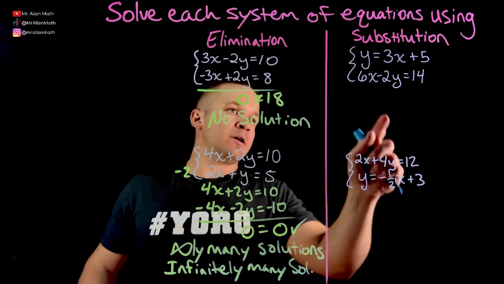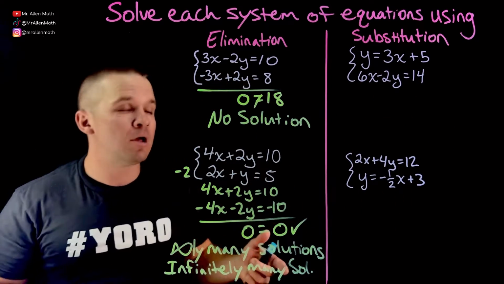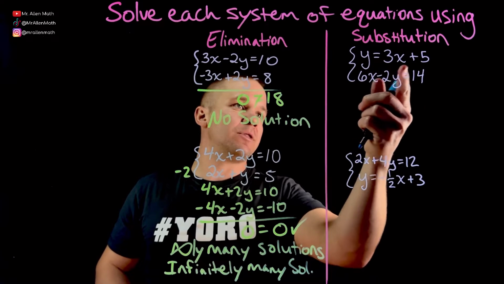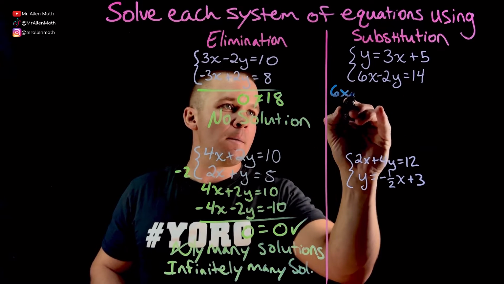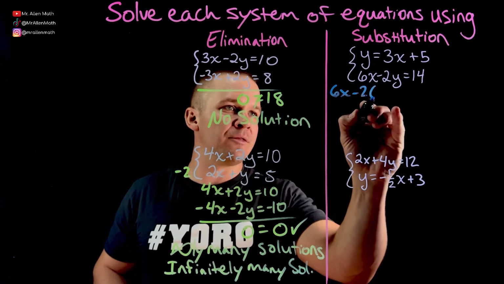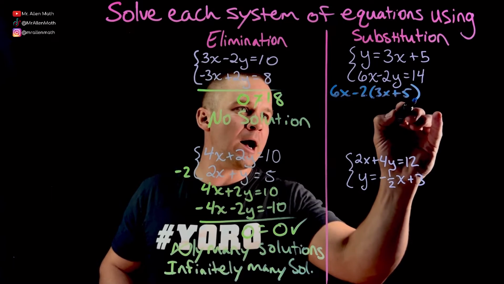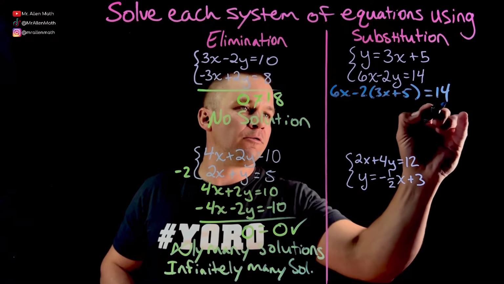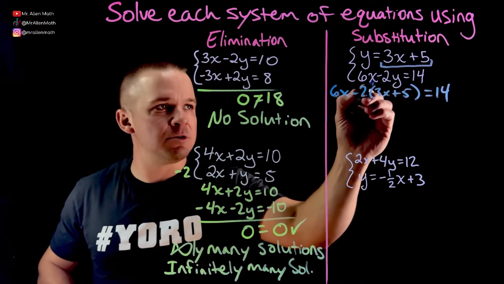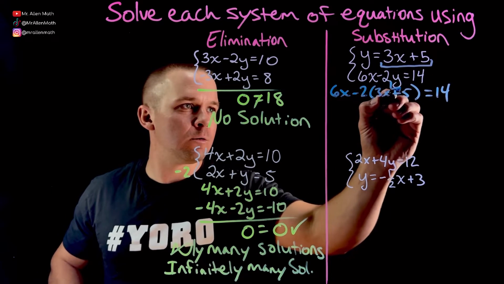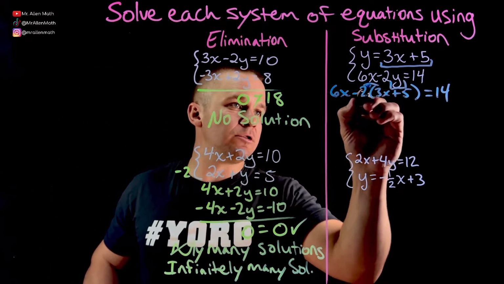Substitution method. Luckily, this one's already set up with y equals, right? Or if it was x equals, that would work too. But we got it as y equals. So I'm going to substitute this in here for that y. So let's see what we got. We got 6x minus 2, and then parentheses, we got 3x plus 5 in for y equals 14. Cool? So I'm just taking this guy here, and I'm substituting it in for this guy right here. All right, so now I'm going to distribute this -2 to both parts here.